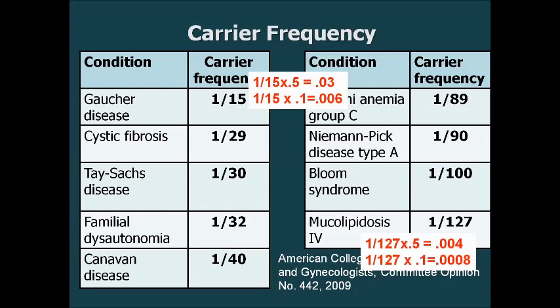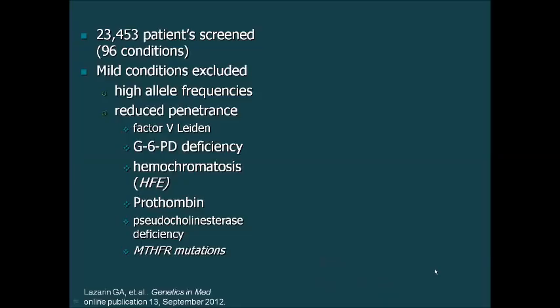Now, you'll look at this and notice that the carrier frequency in a population impacts greatly the residual risk. The reason for that is that when the carrier frequency is very low, it will result in a very low residual risk even before testing. So a test may not have to be very good in terms of its detection rate for that residual risk to be low, but that's because your starting point was very low in the first place. That's an important concept to recognize with regards to expanded carrier screening.